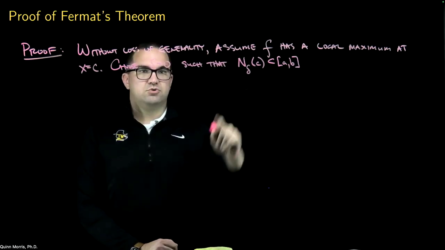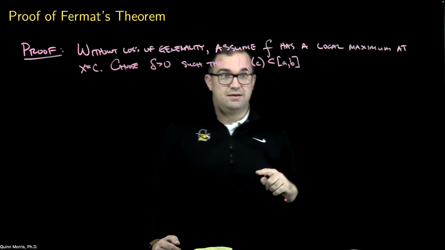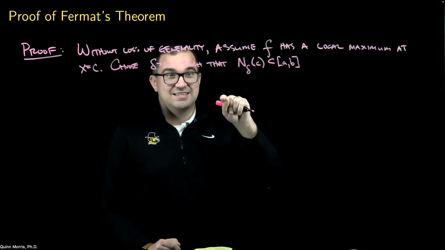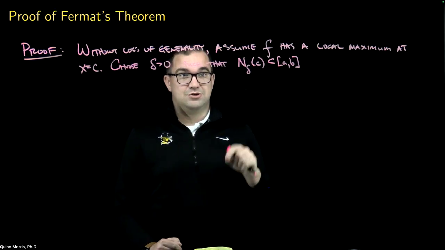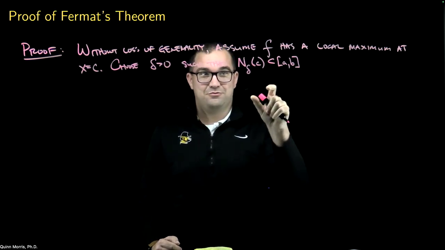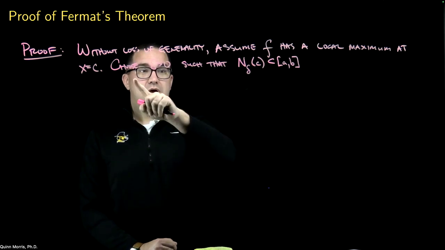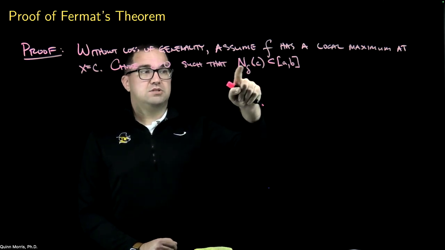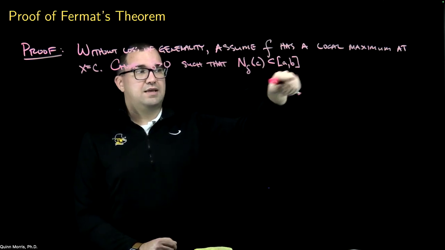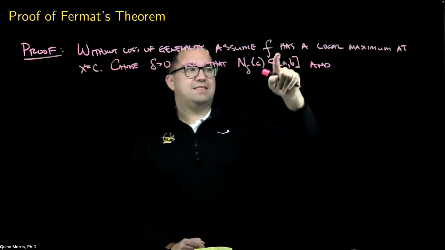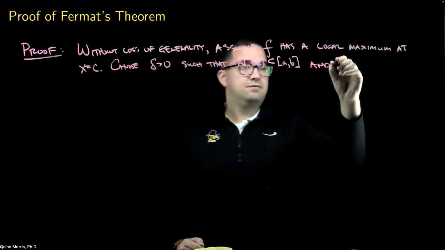I can do this because one of our assumptions about C, if we go back to the statement of the theorem, is that C is in the interior of that interval. So C can't be an endpoint of the interval. If C could be an endpoint, we wouldn't be able to do this. Okay, so I'm going to choose a delta such that this neighborhood is entirely contained within this interval, and now we're going to use the fact that we have a local maximum at C.